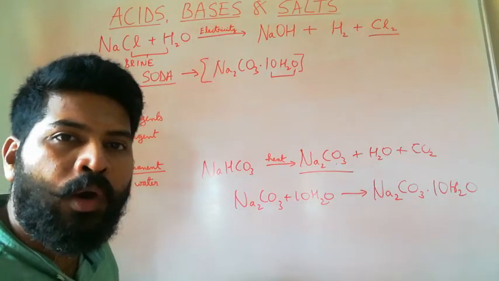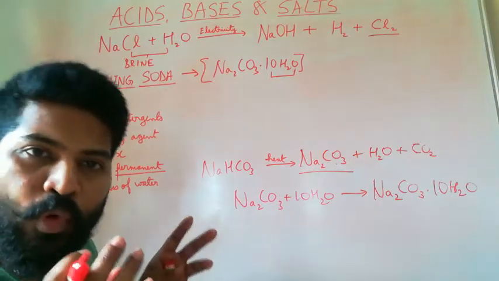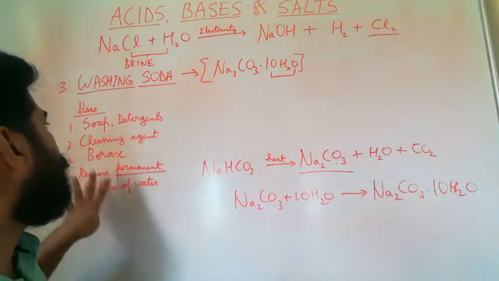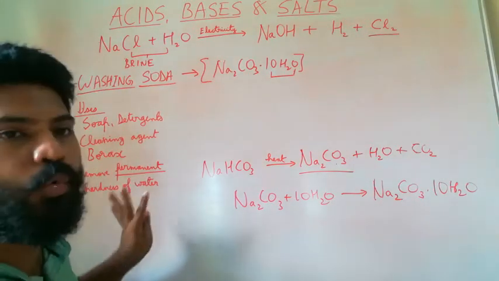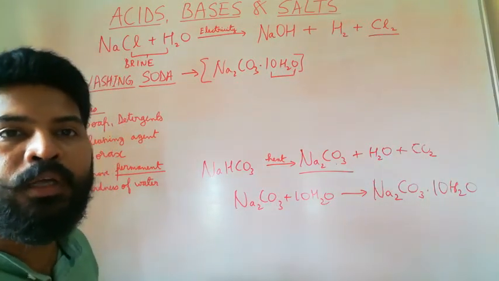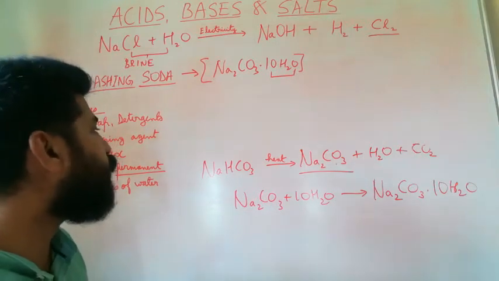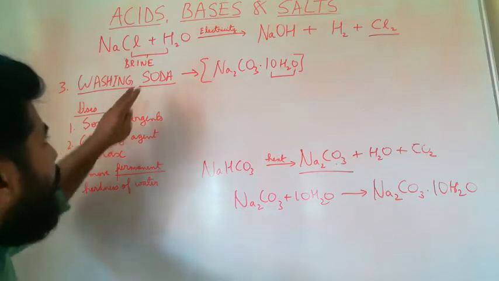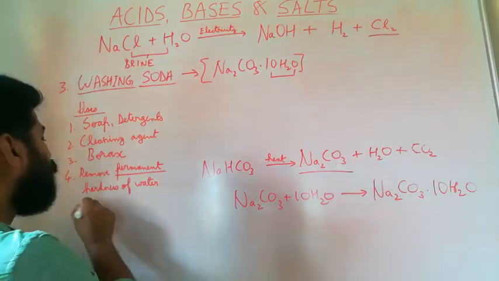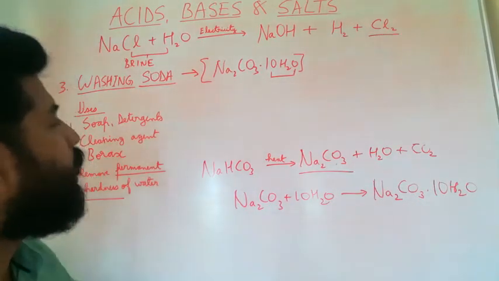So due to hard water, the soaps and detergents will not give you enough lather. So if you want to remove this hardness of water permanently, then we add washing soda to water. For removing temporary hardness of water, boiling is sufficient. So boiling for removing temporary hardness, adding washing soda for removing permanent hardness of water. These are few uses of washing soda.